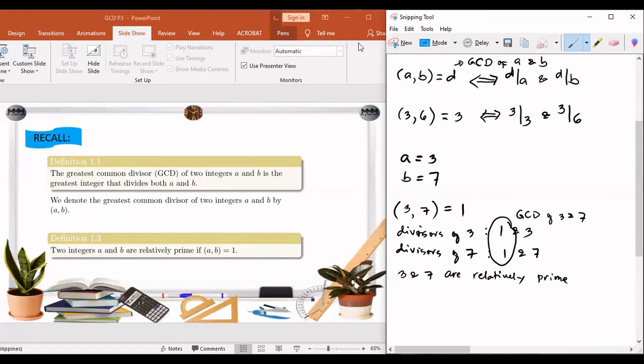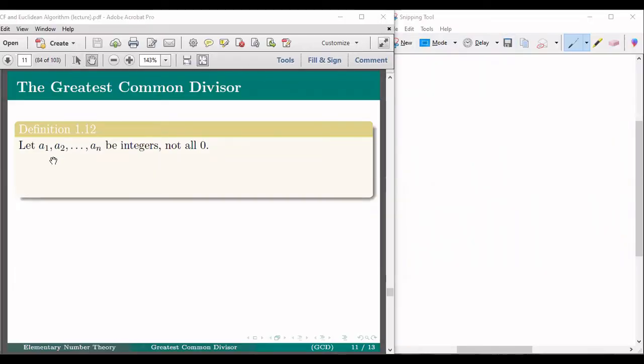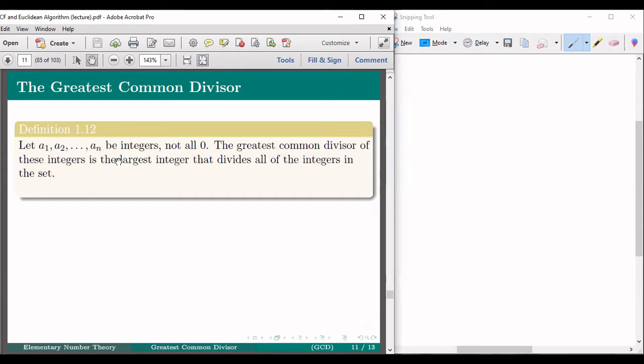So let's now proceed to our topic for today's video. Let a1, a2, up to a sub n be integers. Take note, these integers are not all 0. The greatest common divisor, or GCD, of these integers is the largest integer that divides all of the integers in the set. We are using the same notation, but now getting the GCD of more than two integers, or it could be two or more integers.